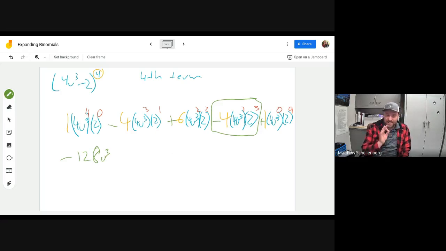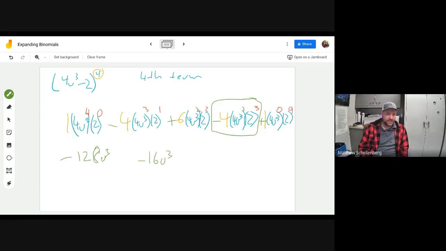And by the way, it's not the same as the answer in the worksheet because I changed it to 2 instead of 1. So if you want the one from the worksheet, you have to divide this by 8. So that would be negative 16 u cubed. So that's one way to do it. It's certainly fast enough, and certainly with these low numbers, that's not a problem.